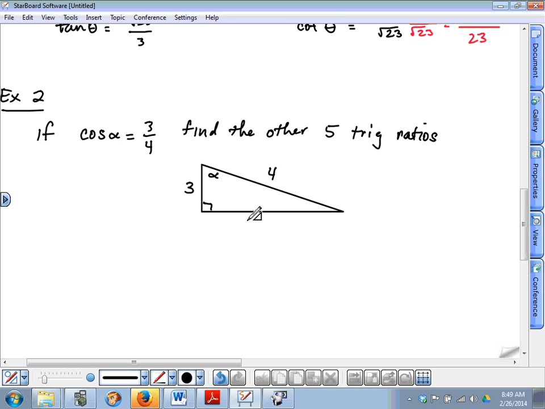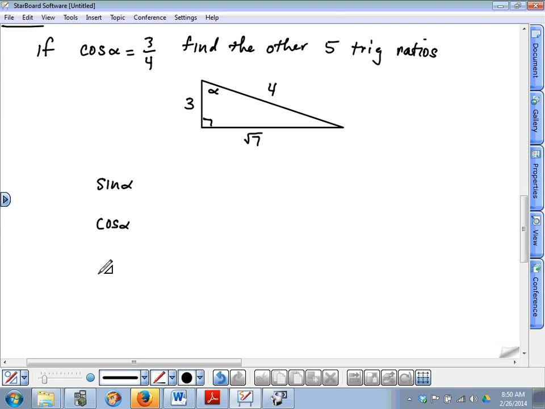What do we find for the missing length here? Yeah, I got a square root of 7. Square root of 7. Okay. Sine alpha. Cosine alpha. Tangent alpha. All right, we got to speed this up. Sine alpha. What'd you get? Square root of 7 over 4. Cosine alpha, we already knew, was 3/4. Tangent. Square root of 7 over 3.